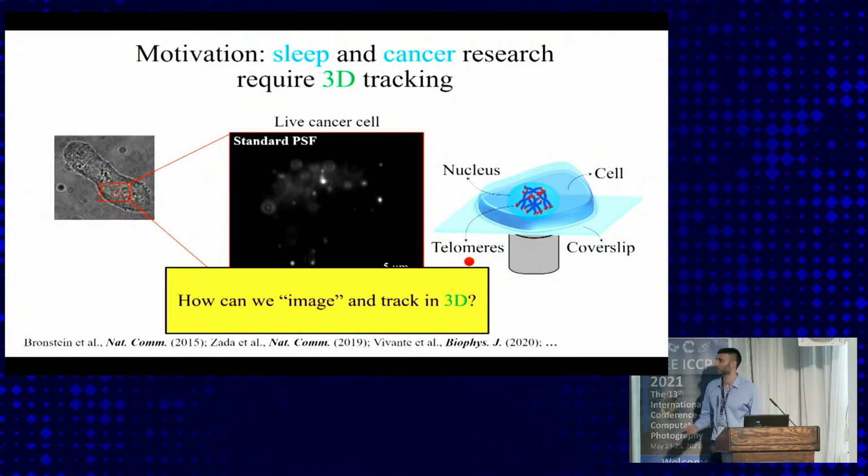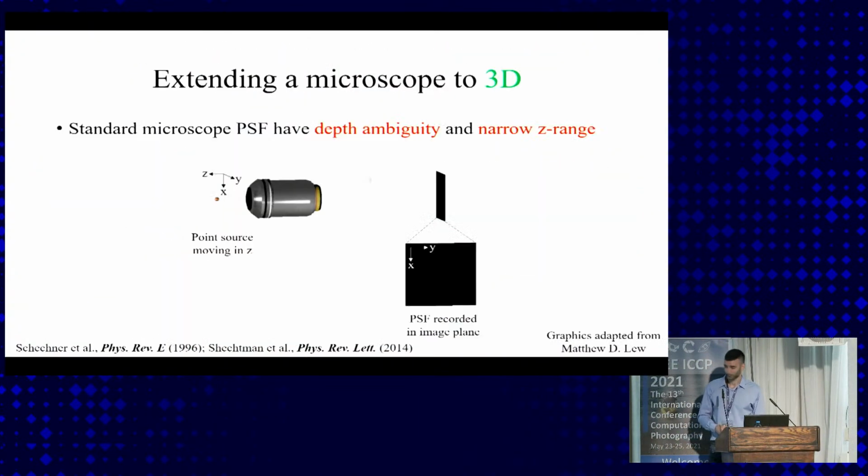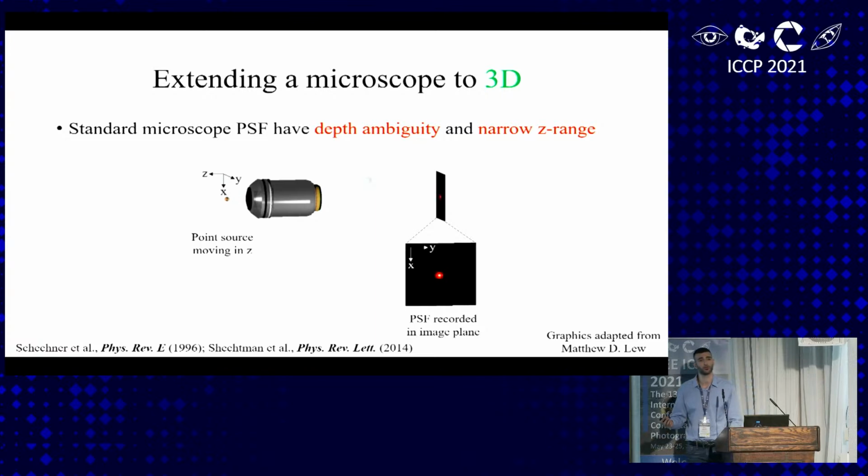To answer this question, let us look more closely at a single point source moving out of focus in a standard microscope. Here you see a point source moving in Z at the left, and here you see the PSF, or the image of this point source, being changed while this point source is moving. As you can see, the PSF on the camera is symmetric above and below focus, and therefore we have a depth ambiguity. We can't tell if it's above or below focus.